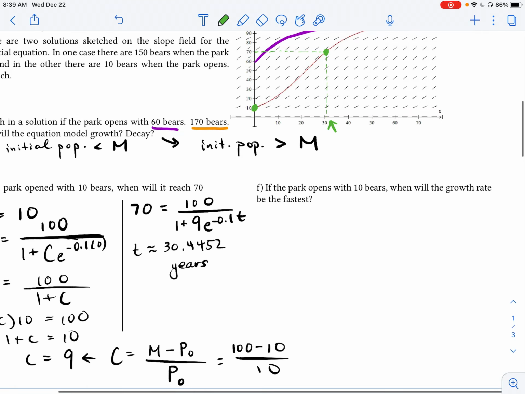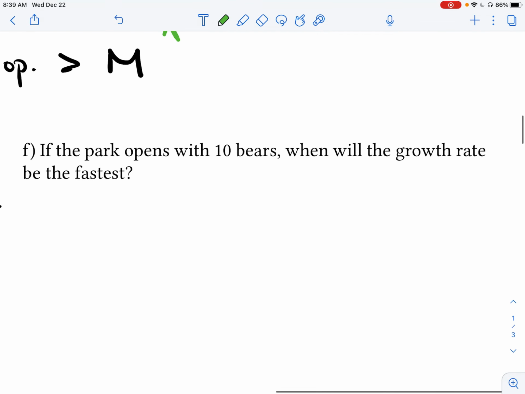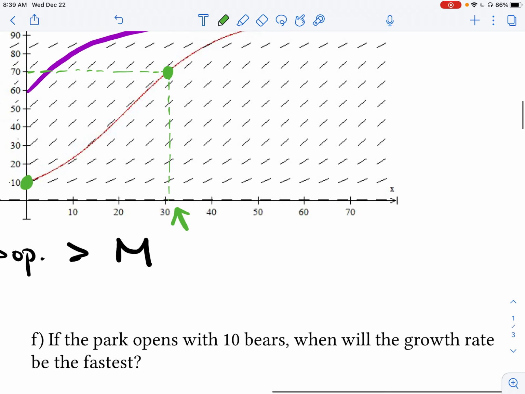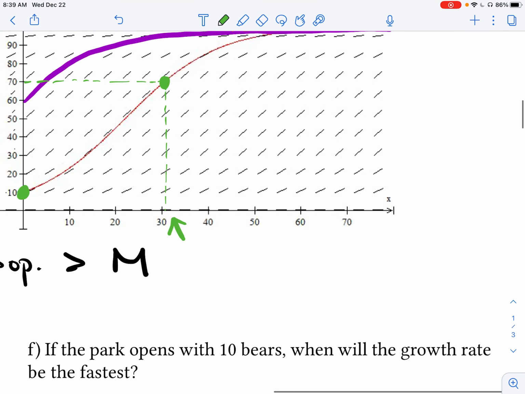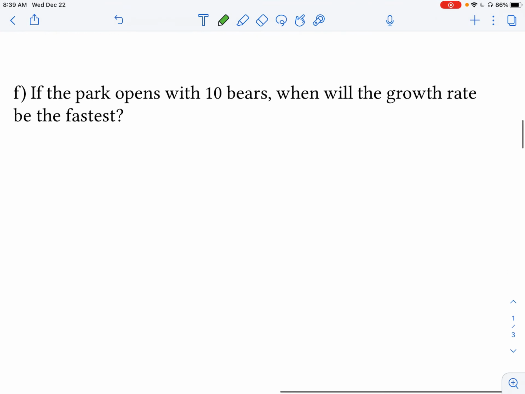Okay, now, next question. If the park opened with 10 bears, so we're going back to this graph, when will the growth rate be the fastest? Well, we can get a general sense of it just by looking at the graph here. We're looking for the greatest rate of change in this function. Now remember, we're looking at the greatest slope, so I would guess somewhere right around here. The slope of the tangent line seems to be steepest somewhere around there, but let's try to be a little bit more precise.